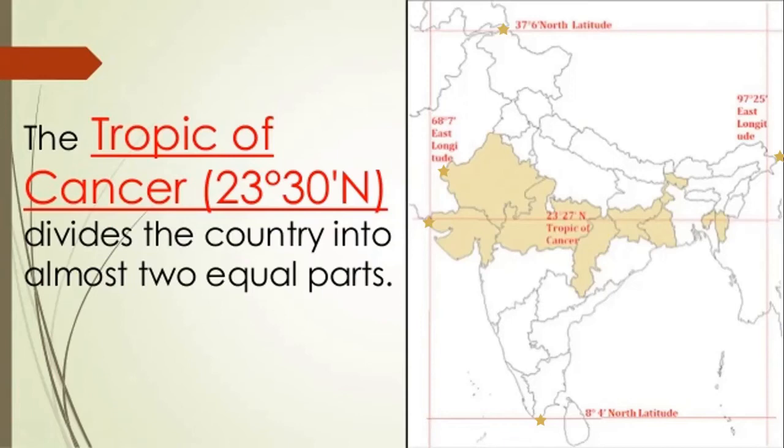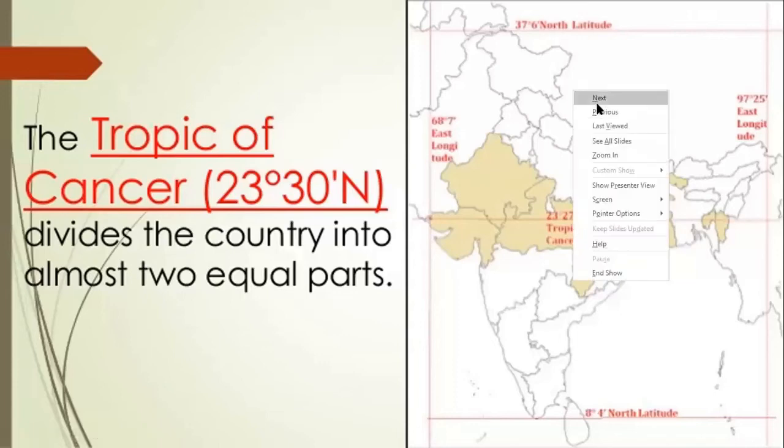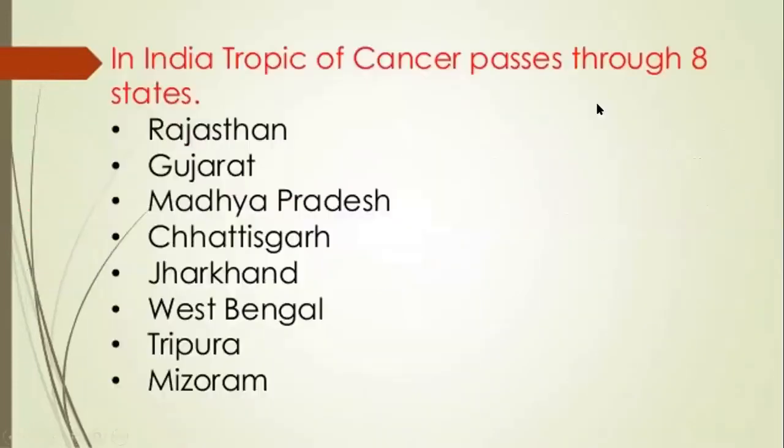All those who said 8 are absolutely correct. It passes through 8 states. Name the 8 states. These are the 8 states that the Tropic of Cancer passes through. Please note them down in your notebook. This is very important. Pause and note down, because I am moving further.